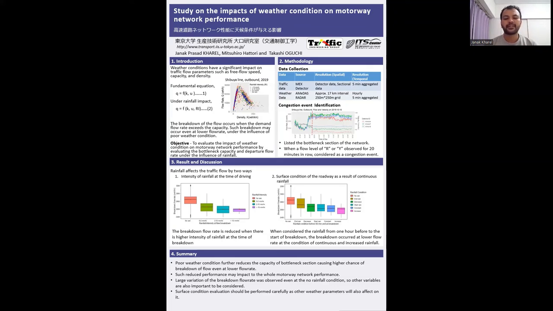The second graph is plotted considering continuity of the rainfall from 60 minutes before the breakdown occurs. It is observed that breakdown flow rate decreases as the surface condition becomes more wet. The breakdown of the flow occurred at a lower flow rate when the rainfall continued and increased from the conditions at 60 minutes before. To summarize, the poor weather conditions further reduce the capacity of the bottleneck sections, causing a higher chance of breakdown of flow even at a lower flow rate. Such reduced performance of the sections may further impact the whole motorway network performance.